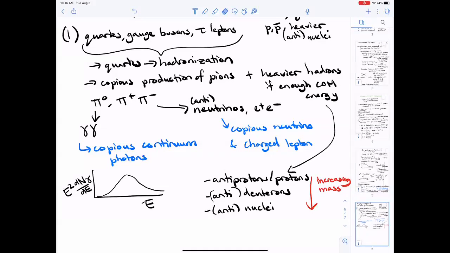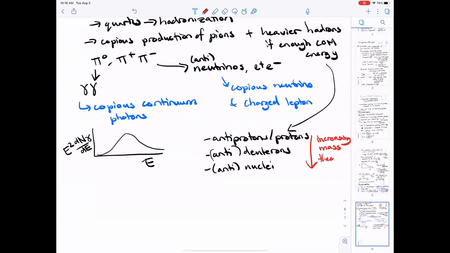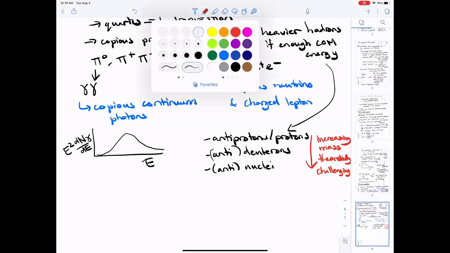So AMS actually claims to see some anti-helium events, which is very surprising from the perspective of these standard calculations. Even if you posit dark matter, we don't expect to make many anti-helium events by basically any mechanism that we know about. But there are big theoretical uncertainties in the estimated production rate for anti-helium.